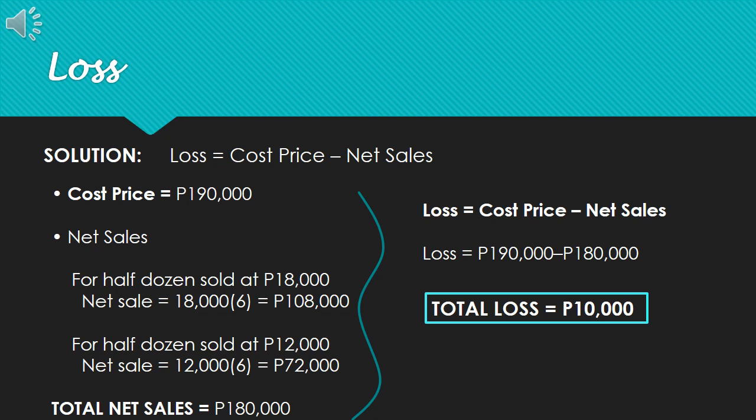So solving for the loss, cost price minus net sales, we have 190,000 pesos minus 180,000 pesos. So the total loss is 10,000 pesos. So ibig sabihin, nalugi ng 10,000 pesos si Annie.